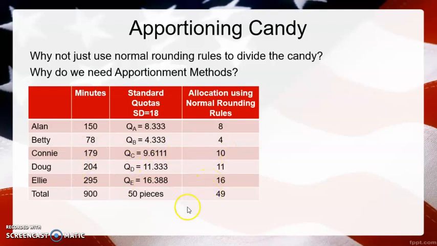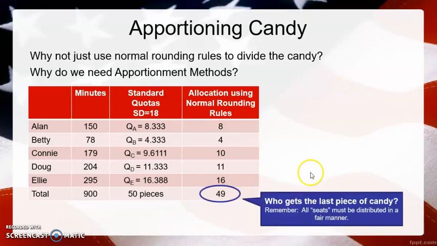And notice that that only gives us 49 pieces total. And if you remember back to our previous slide, we said that in order for the apportionment to be valid, it had to award the exact right number of seats. And in this case, 49 is not the 50 that we wanted to award. Therefore, that would not be a valid apportionment because we don't have any way of determining who gets the last piece of candy.